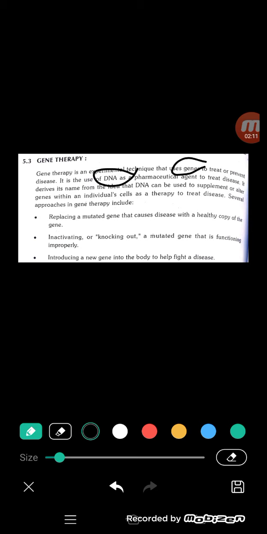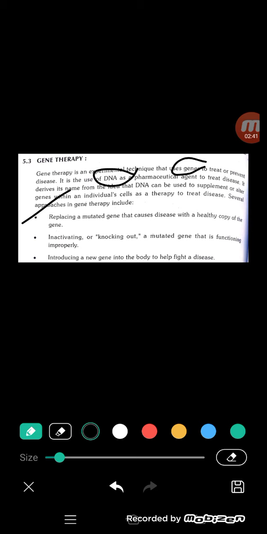There are several approaches in gene therapy. Number one is replacing the mutated genes that cause diseases with a healthy copy of the gene. Mutation means sudden changes occur in the genetic line. Here a sudden change means the healthy gene converts to a diseased one. That one is replaced with gene therapy.